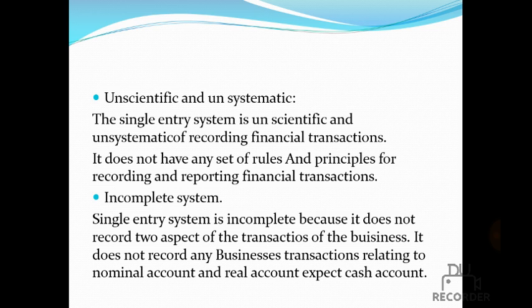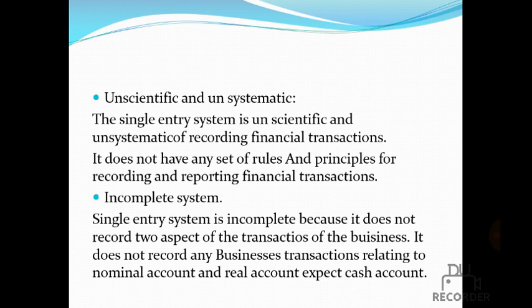And the second one is incomplete system. Single entry system is incomplete because it does not record two aspects of the transaction of the business. It does not record any business transaction relating to nominal account and real account except cash account. Incomplete system means single entry system only records one aspect of the business transaction. In accounting we have two aspects of the transaction: one is the debit aspect, another is the credit aspect. But in single entry system we record only the debit aspect or the credit aspect. That's why it is an incomplete system.